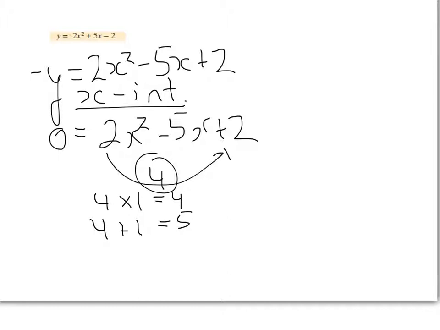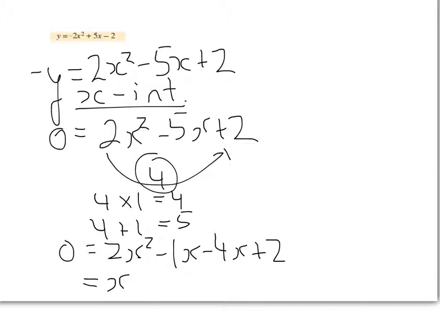The way that I continue to do this, 0 equals 2x squared, and I'm going to separate the minus 5x into minus 1x and minus 4x plus 2. Factorise it separately. X outside of 2x minus 1, and I'm going to put that outside of minus 2, 2x minus 1.